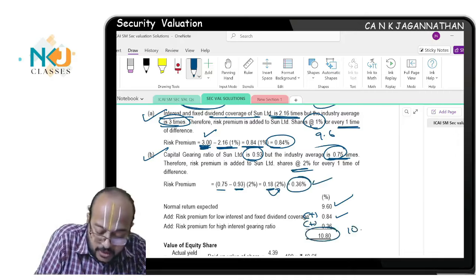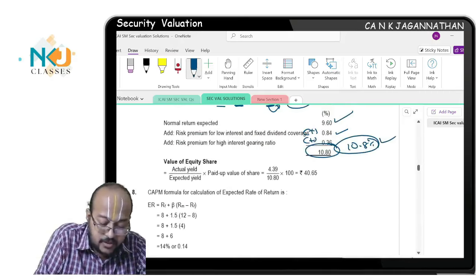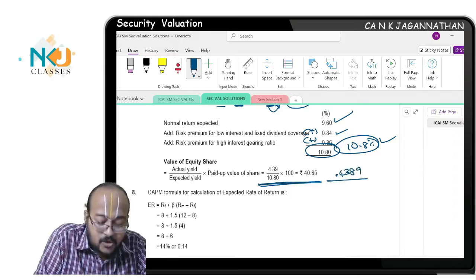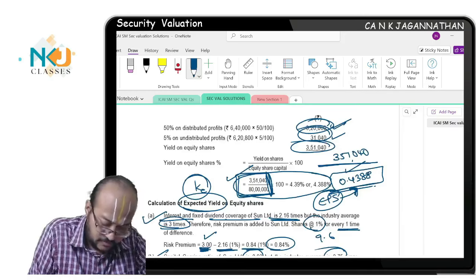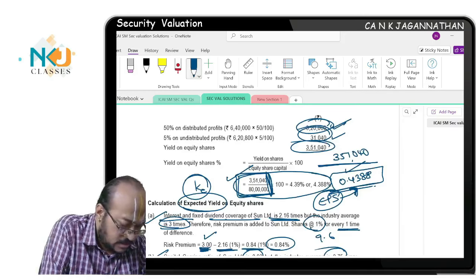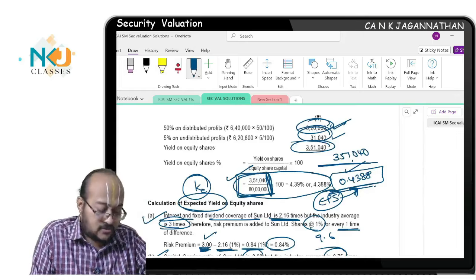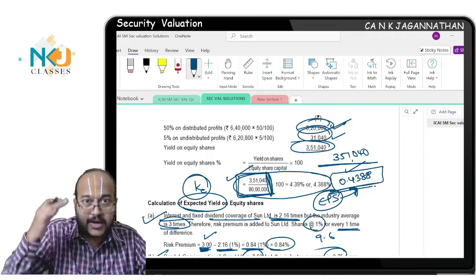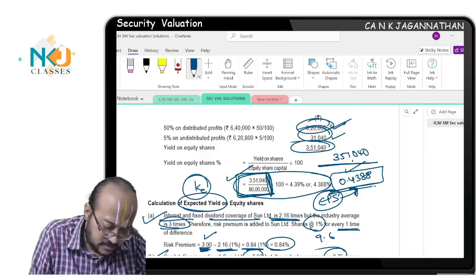The total comes to 10.8%. 10.8% is the KE. Now the value of equity shares, very simple. This is on a per share basis. We got 0.4389 something, divided by 10.8%. We have made a mistake here. The number of shares outstanding is not 8 lakh, it is 80,000. 80 lakhs divided by 100 is 80,000, which means 3,50,000.